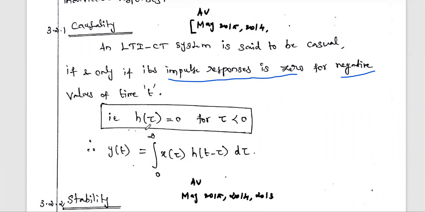For a causal system, the output y of t can be written using the convolution integral formula. The output is the convolution between the input and impulse response, integrated from minus infinity to infinity. For a causal system, that output equation reduces to integration from 0 to infinity, since h of tau is 0 for tau less than 0 and the impulse response is available only for the positive duration. So the integral is limited to 0 to infinity of x of tau h of t minus tau d tau. This is causality.